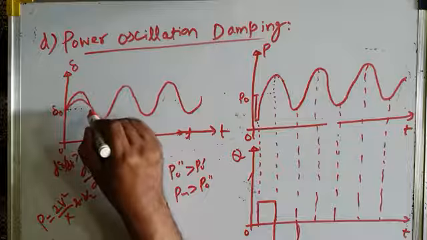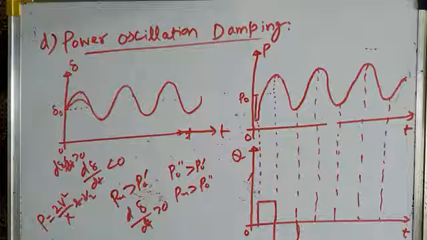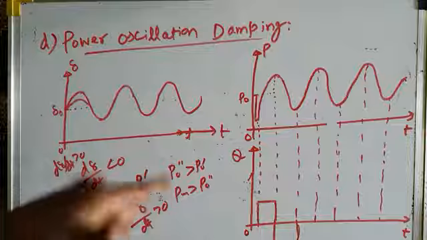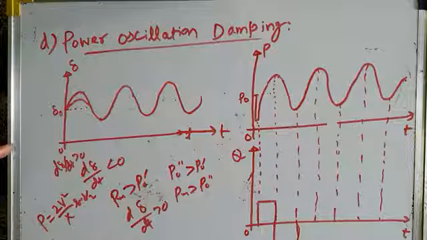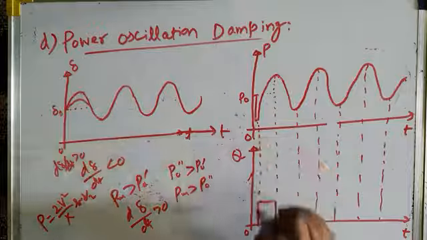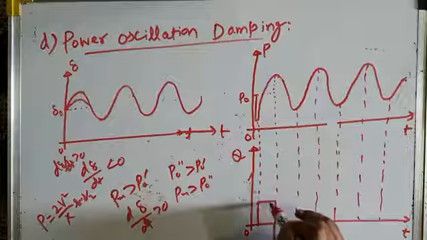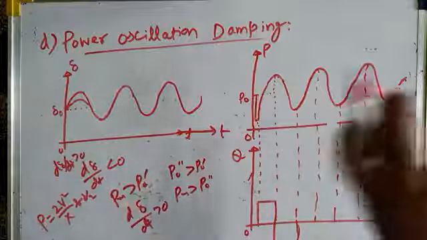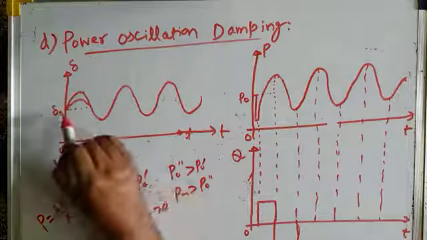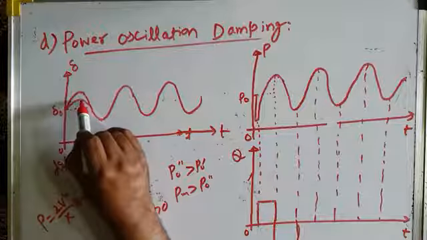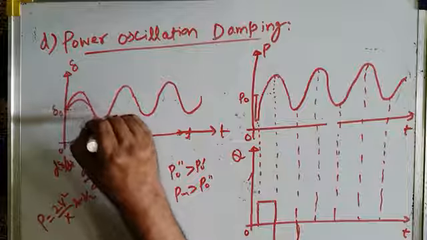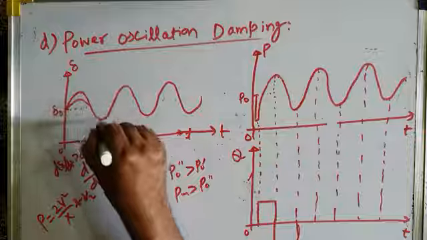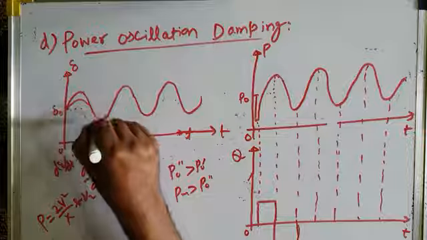Why should it decrease? Because your machine now decelerates. A machine decelerates when electrical output is greater than mechanical input. Here your compensator has injected reactive power, and that has increased the electrical power transferred over the line. No problem, and it has damped the oscillation to some extent. But after that delta starts decreasing. You can see it goes negative. I mean it goes small, not negative.